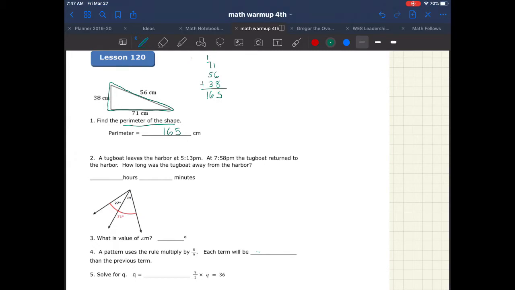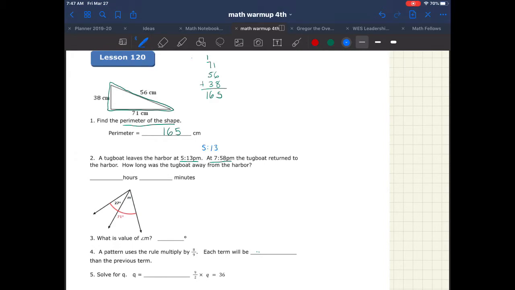Okay, now I've got a tugboat leaving the harbor at 5:13. At 7:58, the tugboat returned to the harbor. How long was the tugboat away from the harbor? So we just need to know how much time has passed from 5:13 to 7:58. There are several ways we could do this. And I bet you didn't do it the way I'm going to show you, but I'll show you this way as something to have up your sleeve if you need it later.